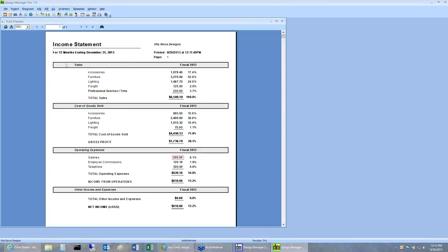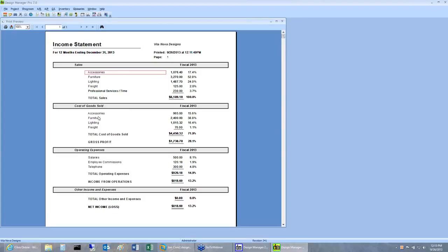So basically, the income statement or profit and loss statement is split into four sections. The first section is your sales or revenue. What that shows is anything that you've invoiced out to the client. So here we're showing accessories, we sold accessories worth $1,076. That's exactly what we billed out for accessories to our client. And furniture, lighting, freight, and so on. Professional services, that would be like time you billed out at your hourly rate. That would appear under revenue.